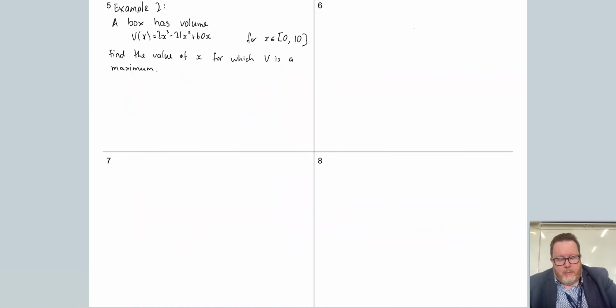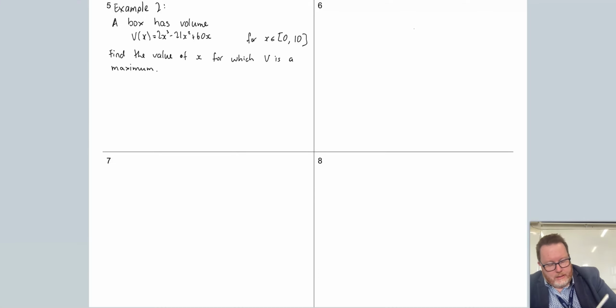Let's have a look at a second example, and that will wrap up the video. I've made this up, so I have no idea what it's actually really like. But let's say this box has a volume of V of x equals 2x cubed minus 21x squared plus 60x. So we're able to adjust the value of x to get different volume measurements. And we're asked to find the value of x for which the volume is a maximum.